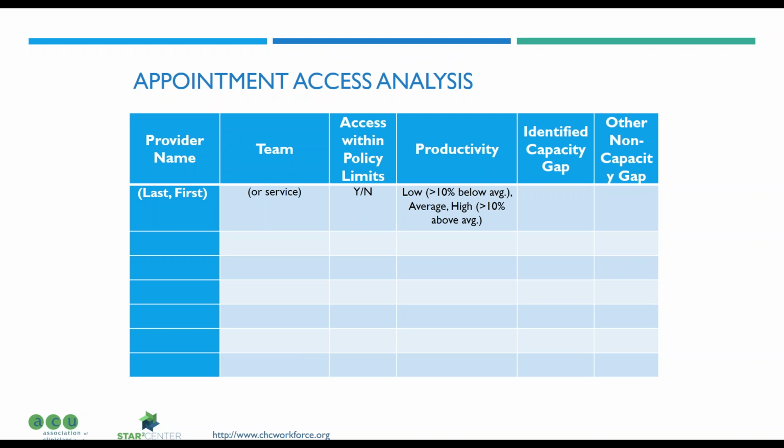So if, and we'll look at the causes on the next page, but you can have people who have low access and high productivity, but you can also have high access and high productivity. There can be lots of different combinations. And so then you identify whether or not you have a capacity gap, or you may have another non-capacity gap. So there's some kind of thing that is going on that either you don't have enough capacity or there's something else happening with your provider team or your support staff provider team that's impacting access.